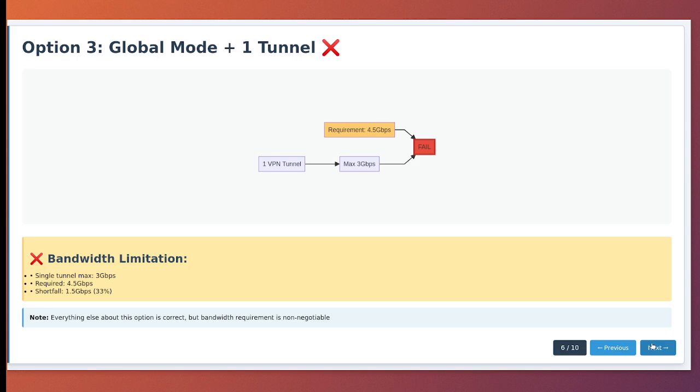It's worth noting that everything else about this option is correct. The global routing mode ensures all subnets are advertised. The architecture is simple and cost-effective, and encryption is provided. But failing the bandwidth requirement makes this a non-starter. This option might be suitable for scenarios requiring less than 3 gigabits per second, but not for our specific requirements. It's a good reminder that in cloud architecture, you must meet all requirements, not just most of them.